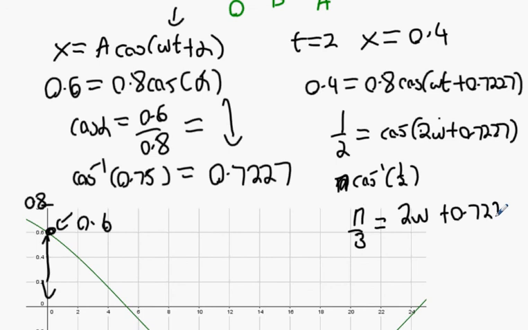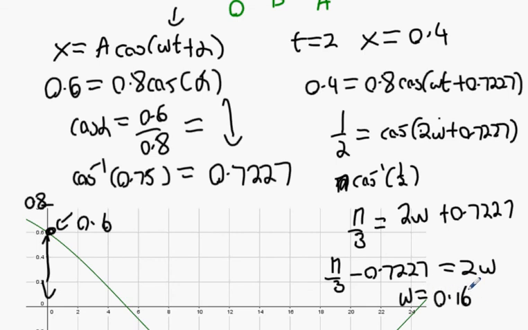Now here's what I want us to do next. Pi over 3, take away our 0.7227 equals 2 omega. Okay? And then divide it by 2. I have the answer here. Omega is going to equal 0.16225. Is that alright? 0.16225.